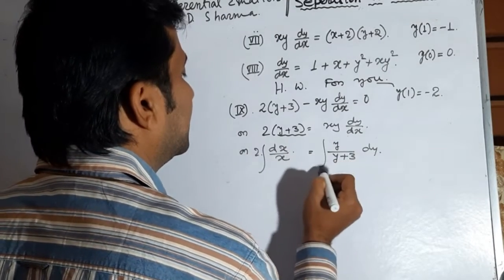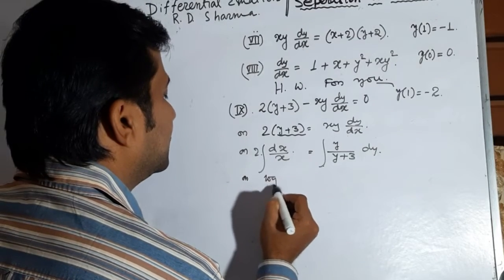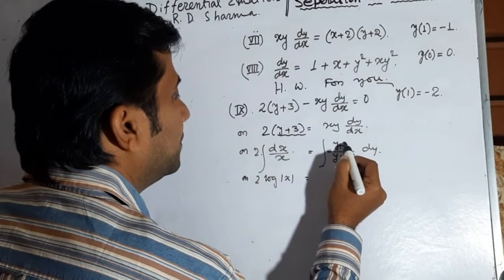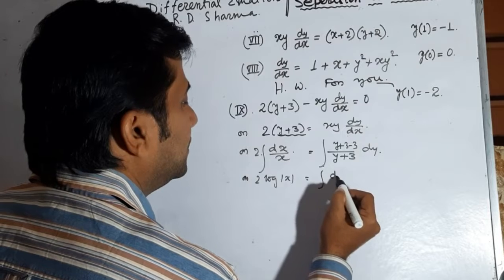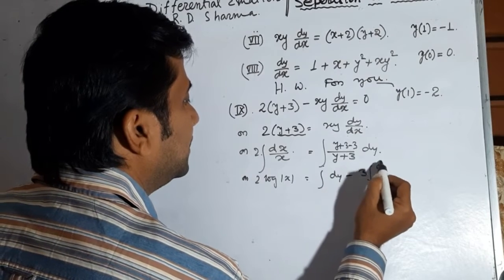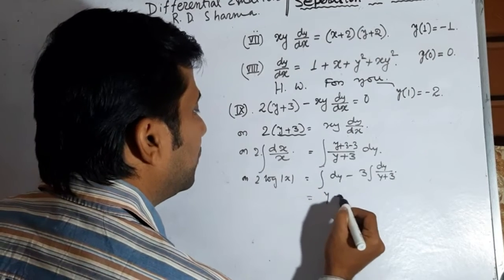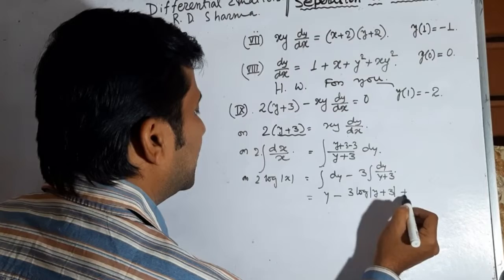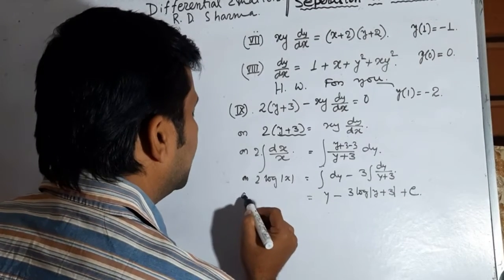Integrating we get, you know the result, 2 log x is equal to the integral of y plus 3 minus 3, that means dy minus 3 dy by y plus 3, which is equal to y minus 3 log of y plus 3 plus c, where c is an arbitrary constant.